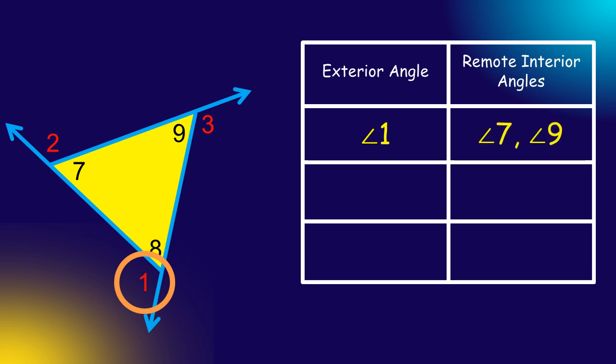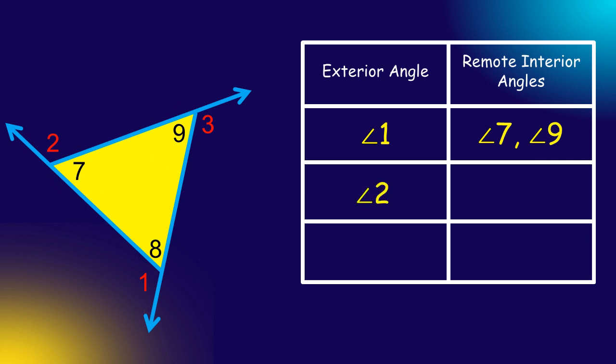Very good. The remote interior angles of angle 1 are angle 7 and angle 9. Kasi ito yung dalawang interior angles na hindi kalapit ni angle 1. Ang kalapit kasi nito is angle 8. So basically, the remote interior angles are angle 7 and angle 9.